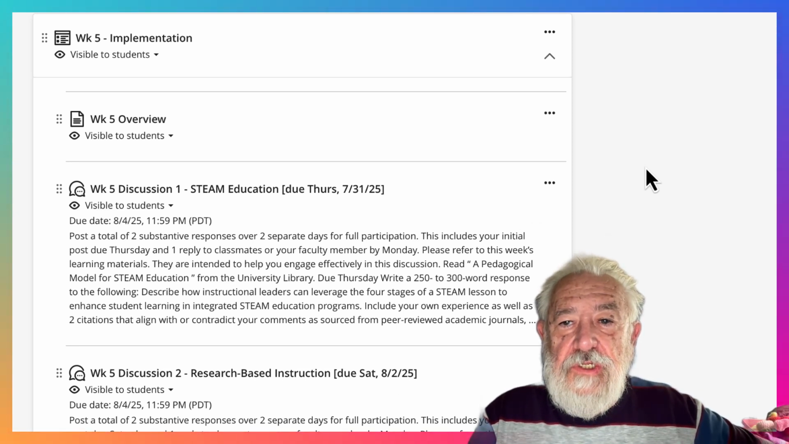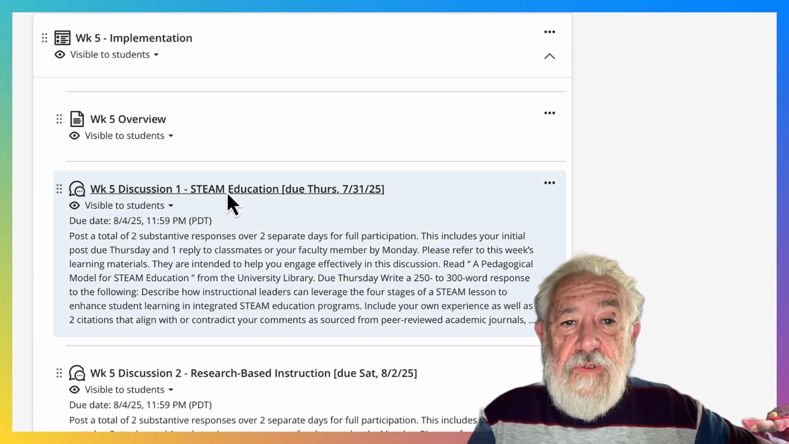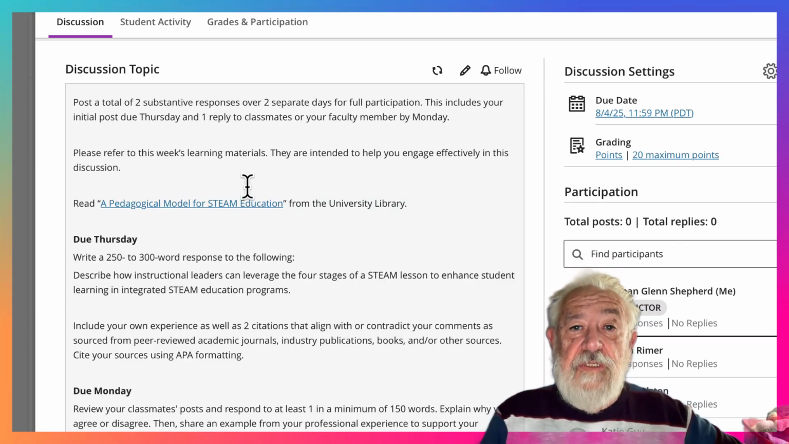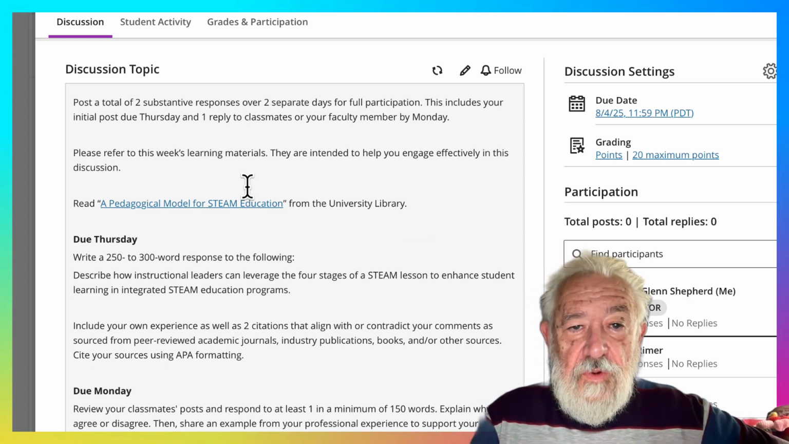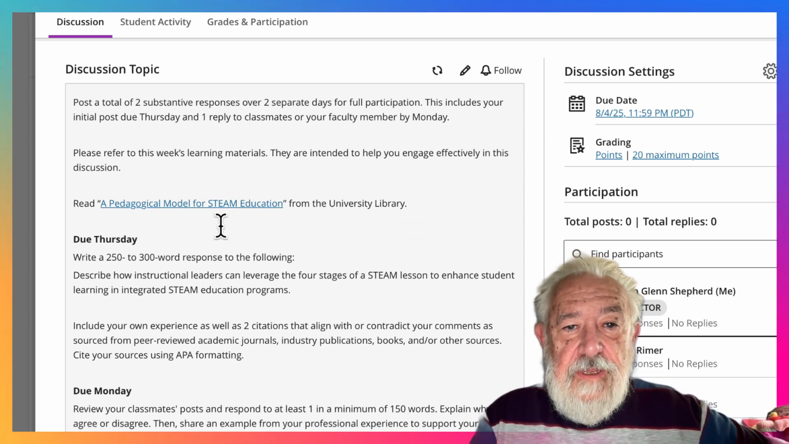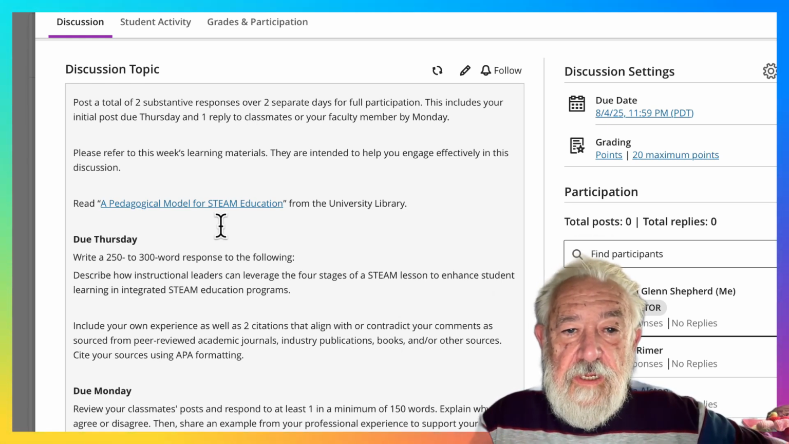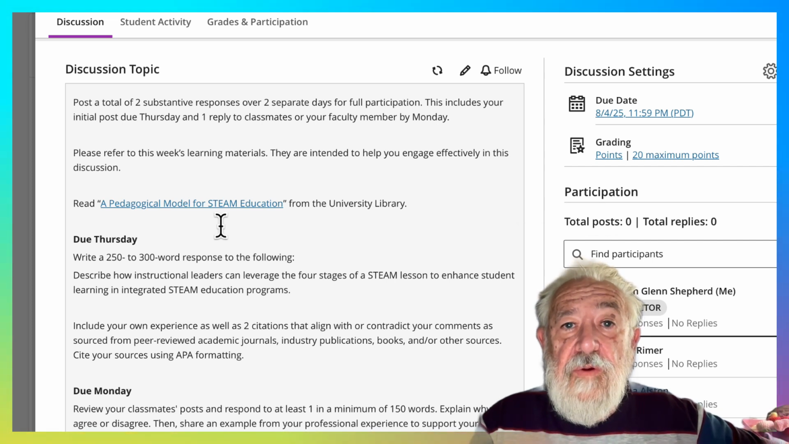Our first discussion, due on Thursday as usual, is on STEAM education. You know STEM, with the art put in between. Read this article and give your opinion about how to use the four stages of the STEAM lesson, and it's just a good way to get a good talk about what this is.